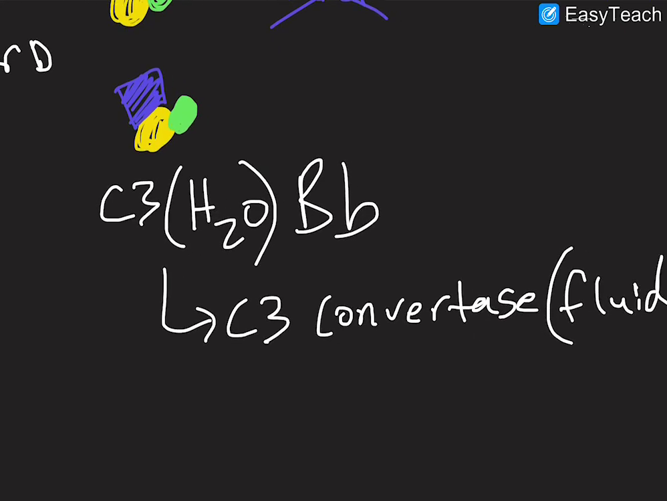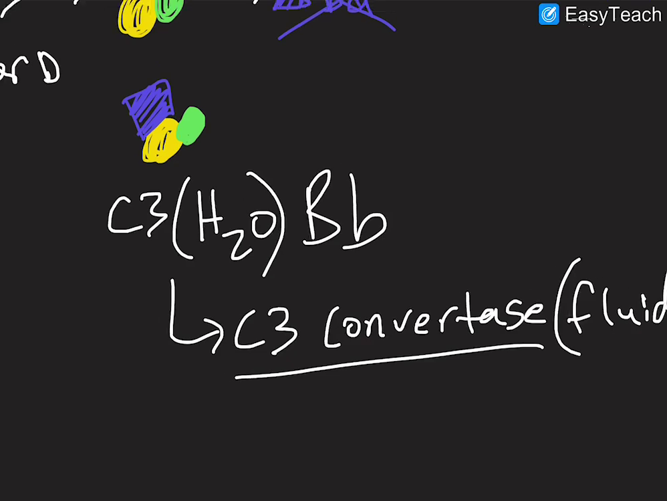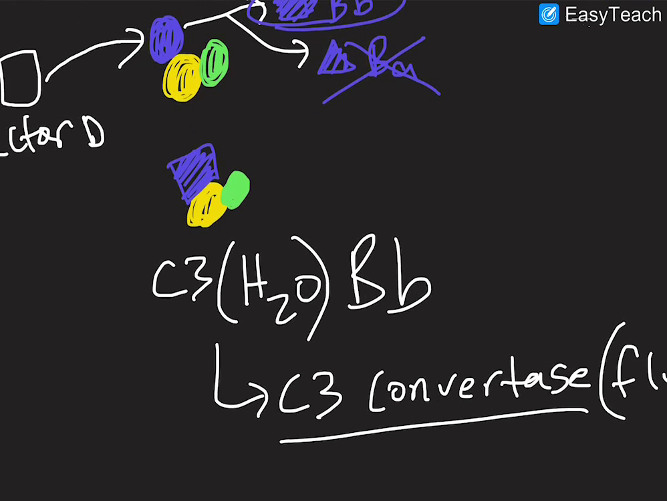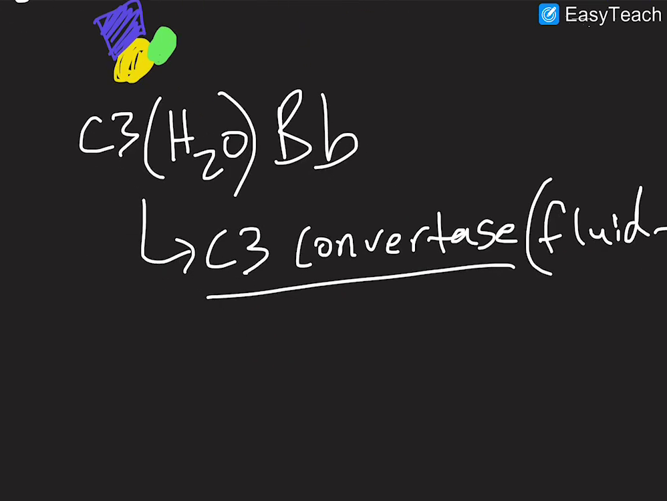Now, the reason why this is important is because this is the first active enzyme in the alternative pathway, right? What's going to happen is this is still C3 convertase. So C3 that's flowing in our blood can actually come in and get acted on by the C3 convertase. So let's go and draw that.